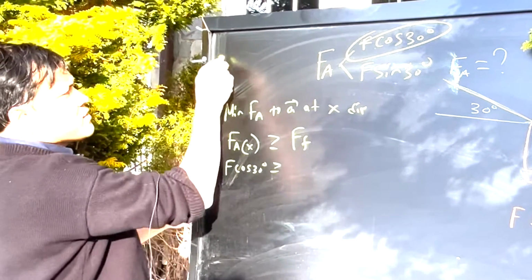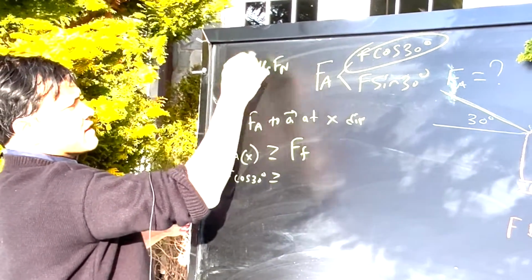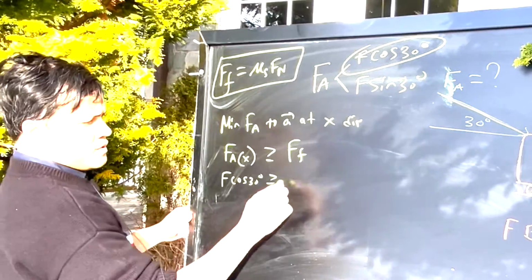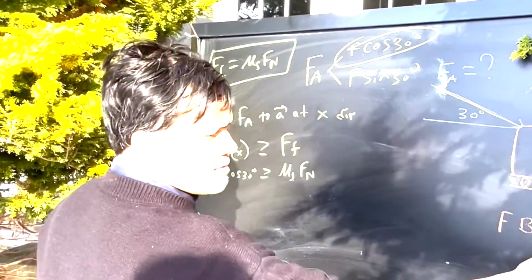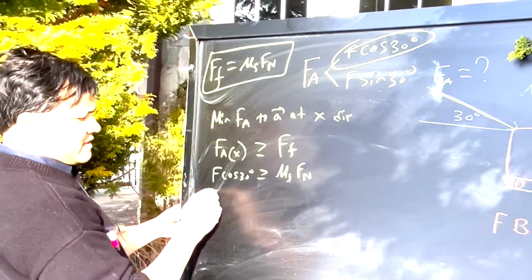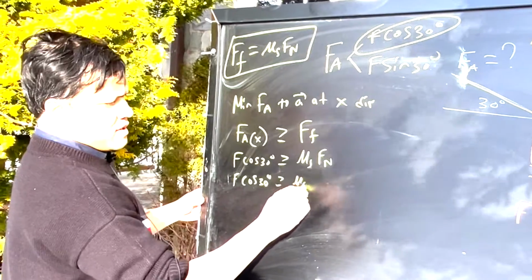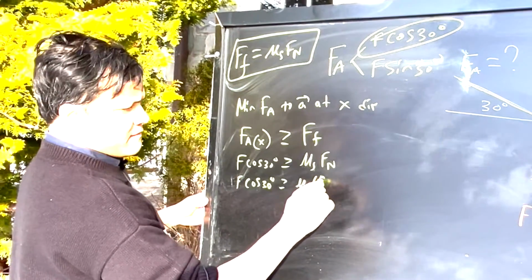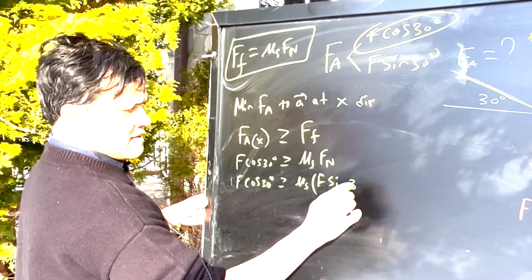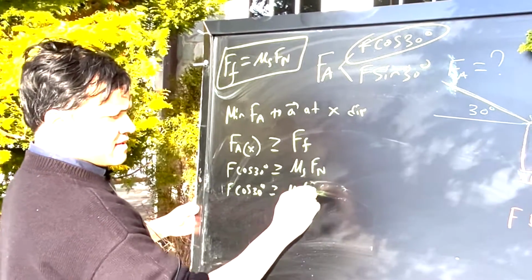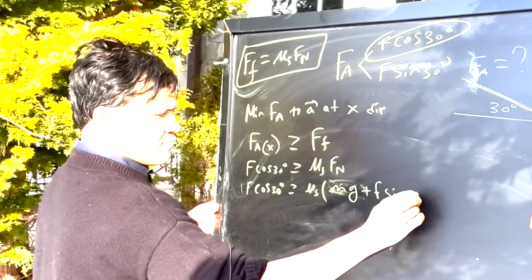The equation for force of friction is mu s Fn. Now notice that Fn is mg plus F sine 30 degrees. So F cosine 30 is greater than or equal to mu s times mg plus F sine 30.